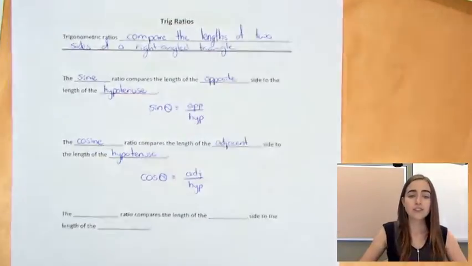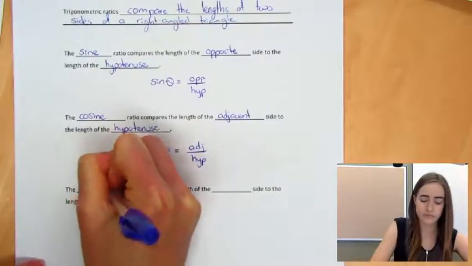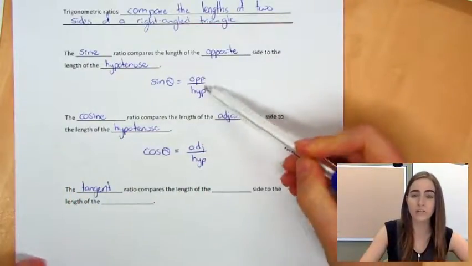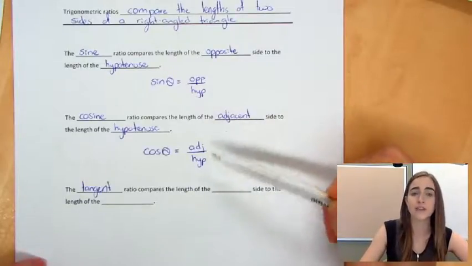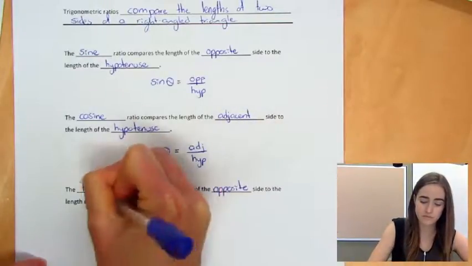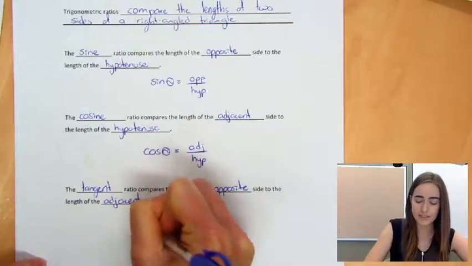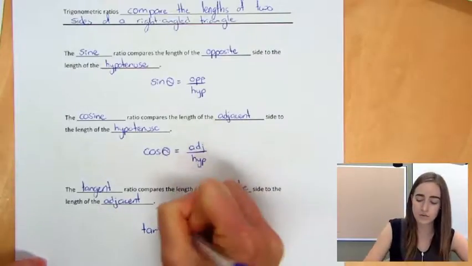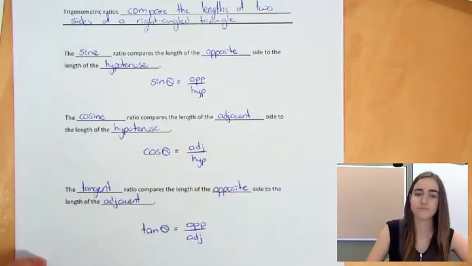All right, our very last trig ratio is called the tangent ratio. So the tangent ratio compares the other two sides. We've already got the opposite with the hypotenuse, the adjacent and the hypotenuse. The only combination we don't have yet is the opposite and the adjacent. So the way we write that is we write tan of theta, so tan is abbreviated for tangent, is equal to the opposite side over the adjacent side.